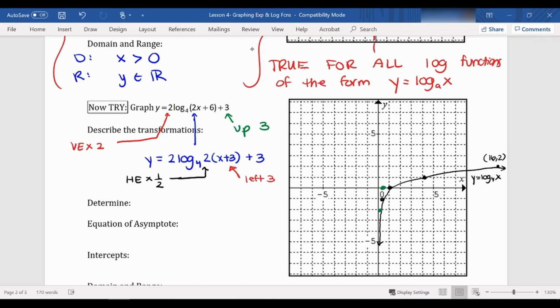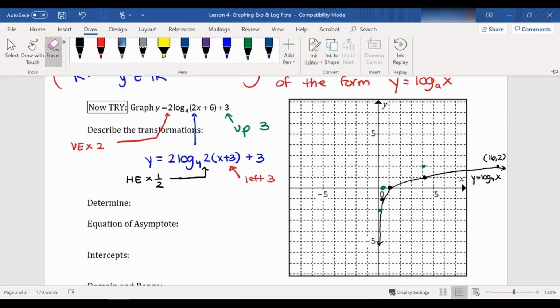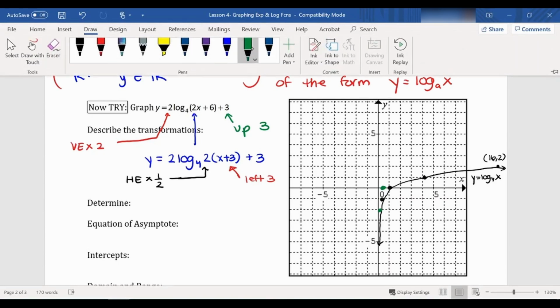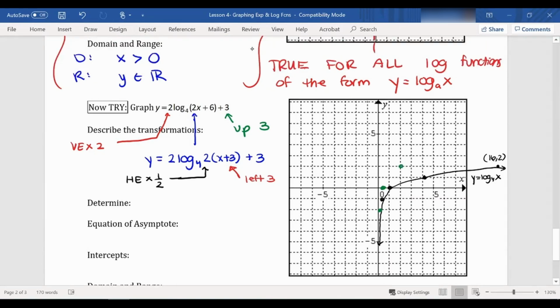The next point has a y value of 1. If I expand that by 2, it goes up here to 2, but not actually, because we also have to do our horizontal expansion by 1/2. So my y value will now be 2, but my x value will now be 2 as well.